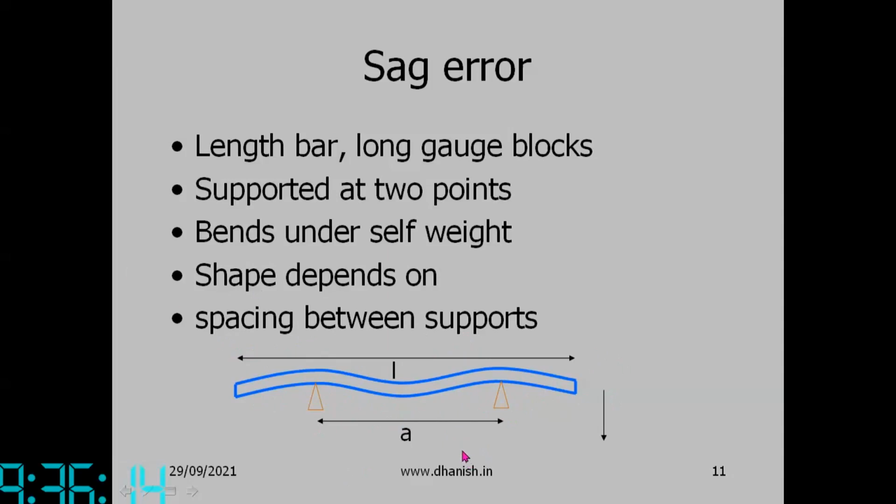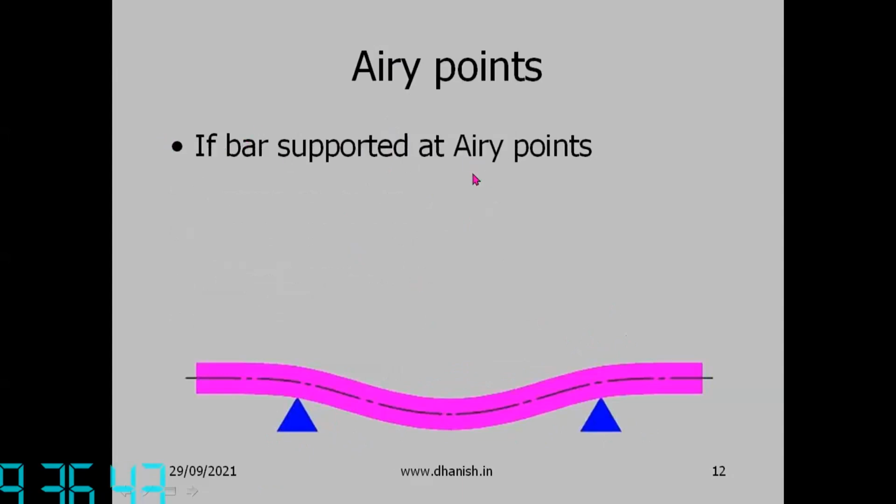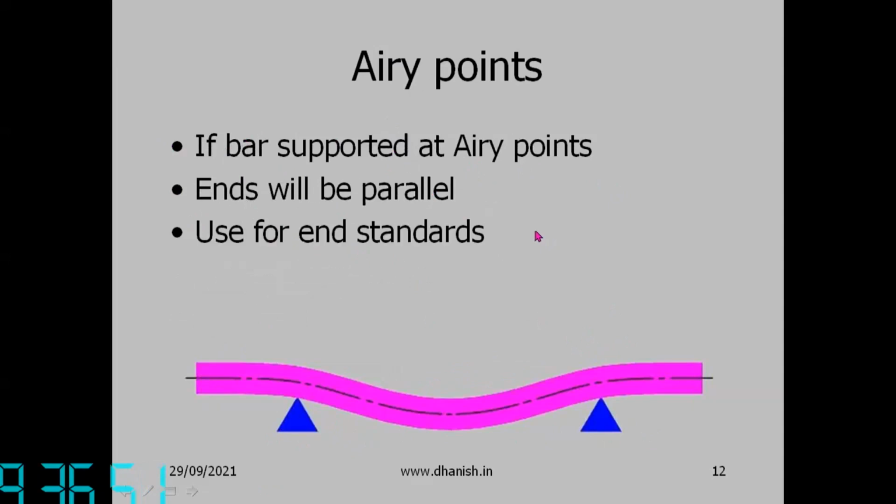We can have 3 supports also, but then there is a problem. It becomes statically indeterminate. So then it becomes unpredictable. So it is better to know the error rather than leaving it indeterminate. So that's why many times we choose to have only 2 supports. So we can have different distances between the supports. If the bar is supported at the so-called Airy points, then the end faces will be parallel.